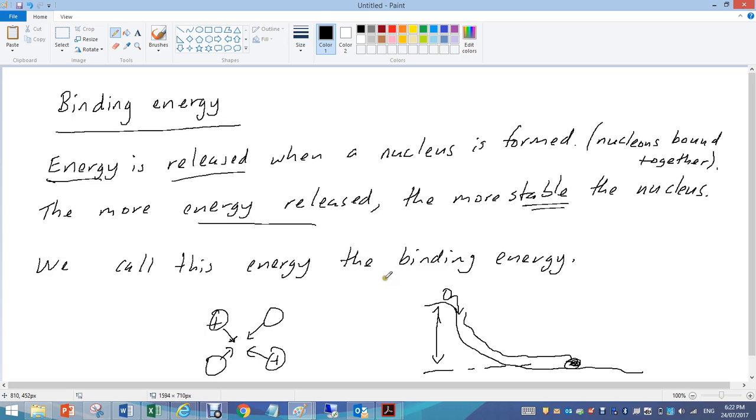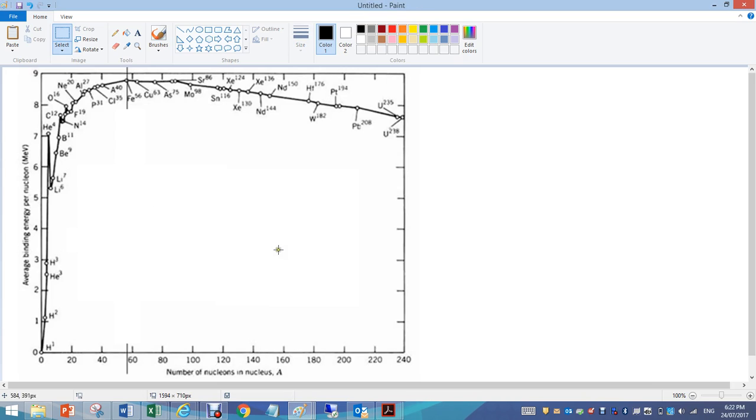And we call this energy the binding energy, which makes sense because it's the energy released when a nucleus is formed, i.e. nucleons getting bound together. Let's have a look at this graph. So this is a graph that's all about binding energy.